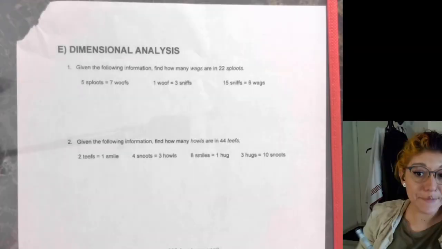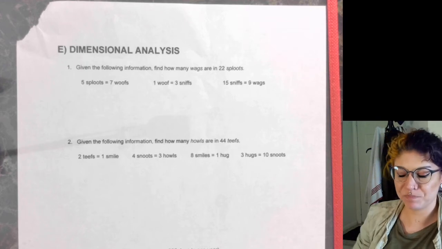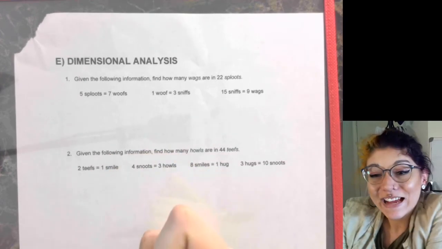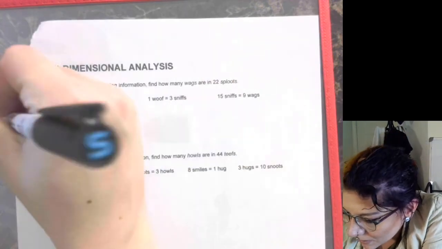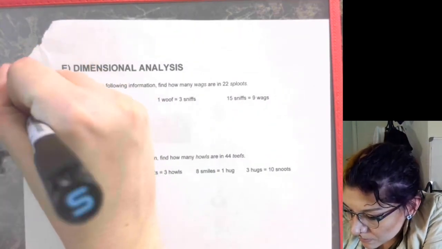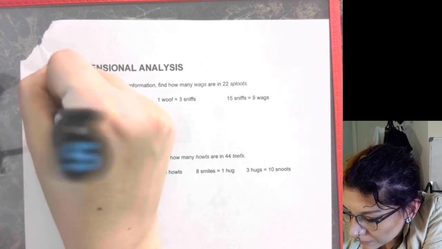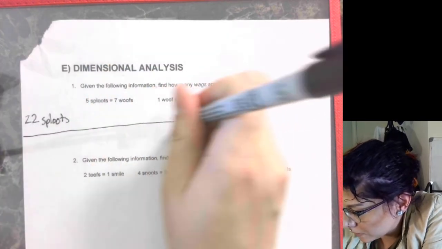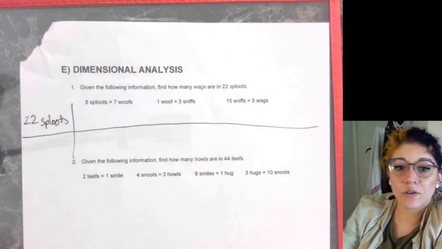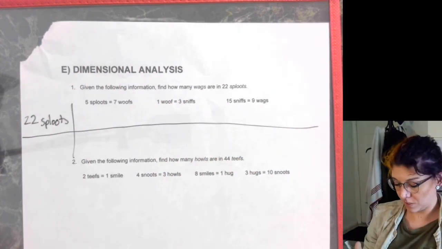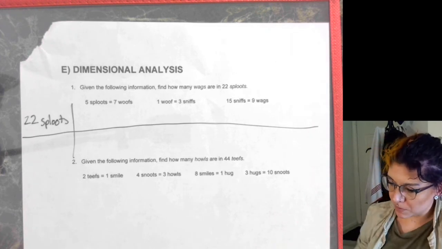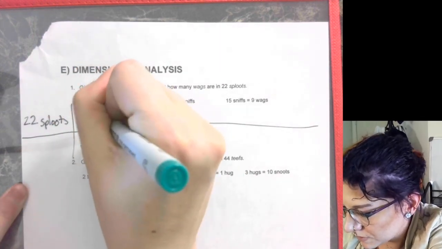Okay, so now I'm going to rewrite this as the dimensional analysis kind of like checkerboard format that you've probably seen in chemistry class. And again, both ways are totally valid. It's sometimes just easier for people to see the conversions in one form or the other. Okay, so I got 22 sploots, and I know that there are 5 sploots per 7 woofs.